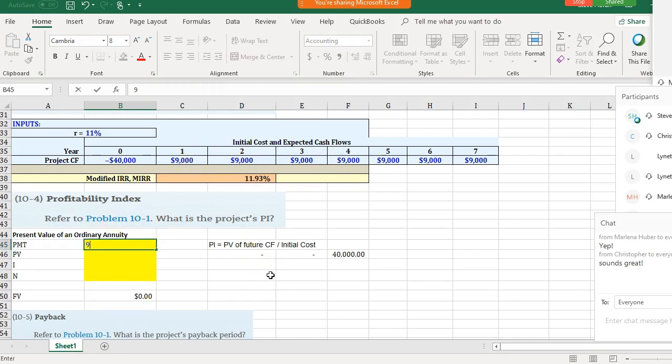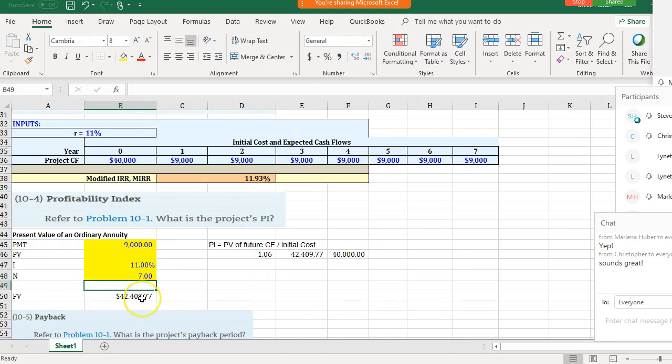And so my payment is the $9,000 per year. The interest rate is the 11%, and it's for 7 years. And that gives me a present value of $42,409.77.